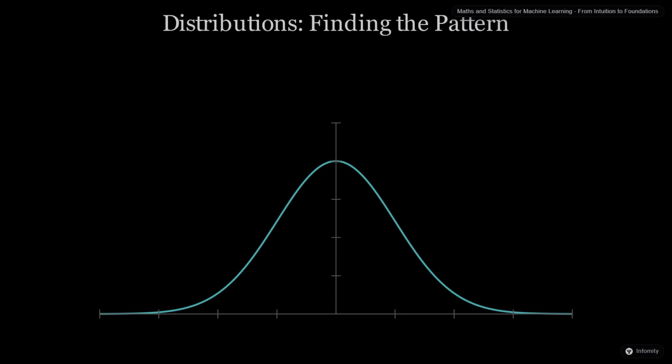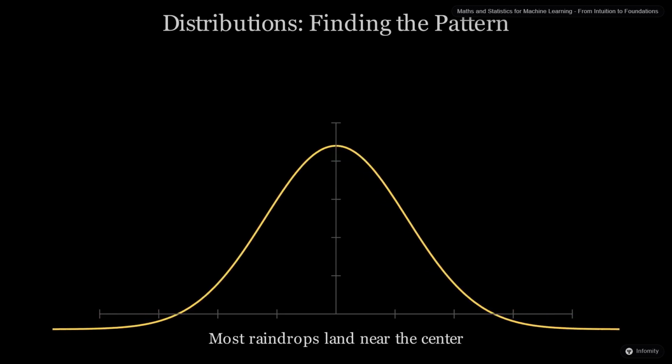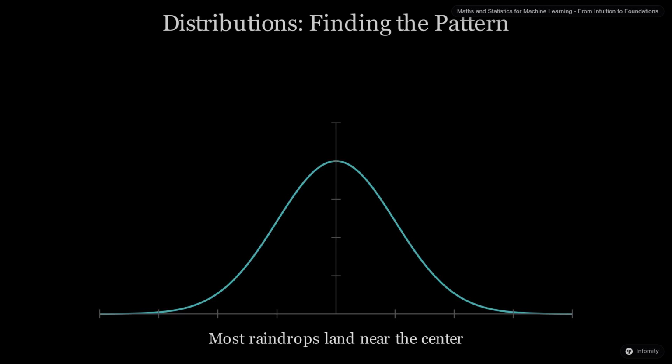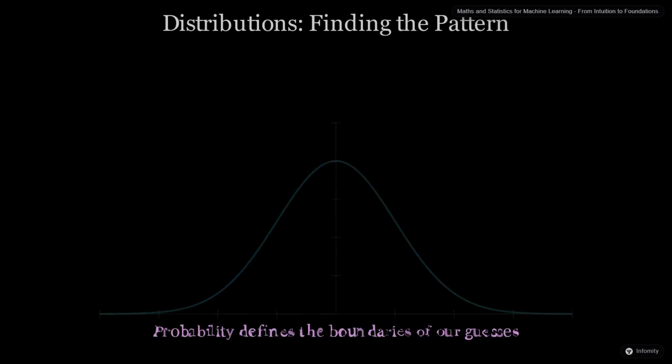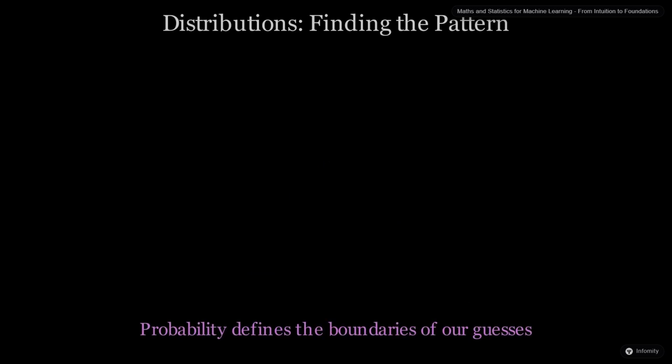This pattern is what we call a distribution. The most famous one, the normal distribution, looks like a bell. It tells us that most data points will cluster around the center, while extreme values become rarer as we move away. In machine learning, we use these curves to guess how likely a certain outcome is when the data is noisy.